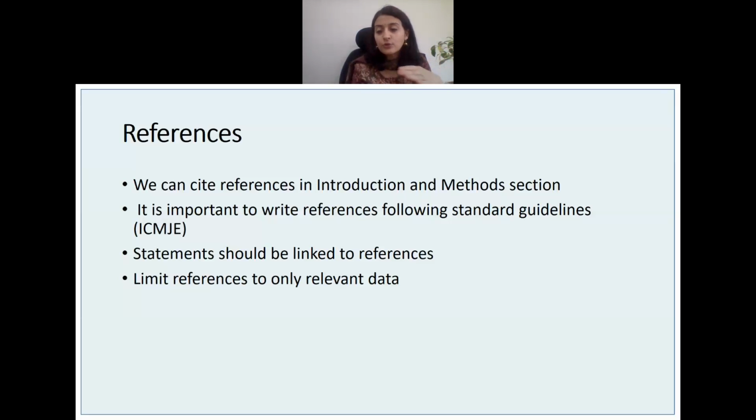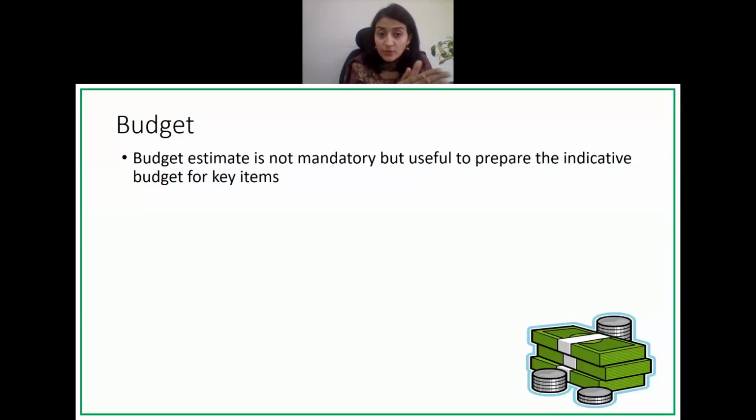But you should make sure that your references are limited only to relevant data, and you don't have a lot of references because your concept proposal is going to be some 2 to 3 pages. You don't want a huge list of references along with it.